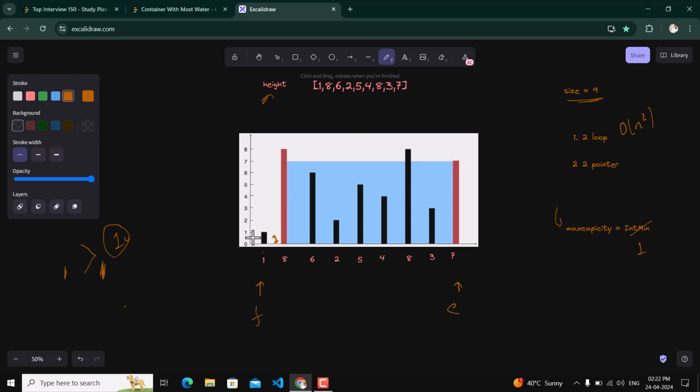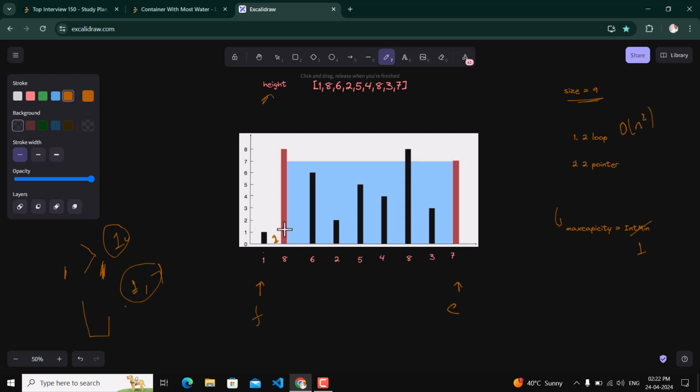Now we find the minimum. If a container has two sides that are not equal, it will contain water only up to the minimum height of the sides. For these two, one side is 1 and the other side is 7. Between these two we cannot store up to 7, because water will fall from the side of 1. So we take 1.